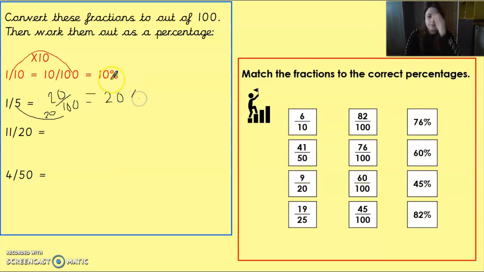Then I've got 11 20ths. So I need to make this out of 100. What do I times 20 by to get 100? I'm thinking of my 20 times tables. I know that I times it by 5 to get 100. So 11 times 5 is 55, which gives me 55%.